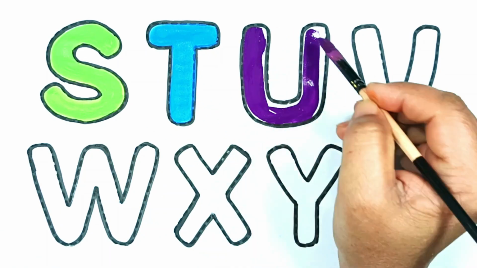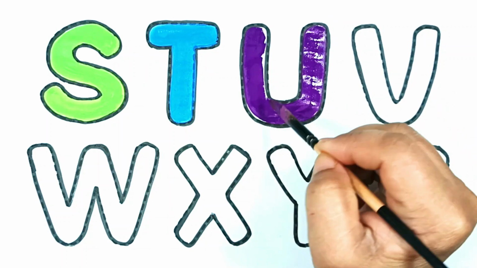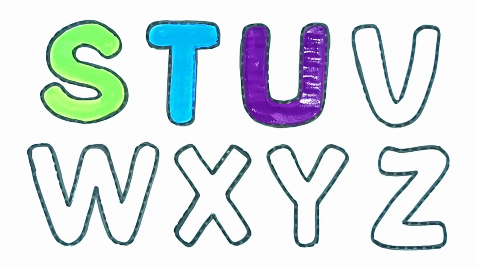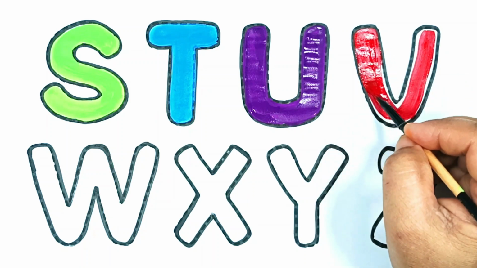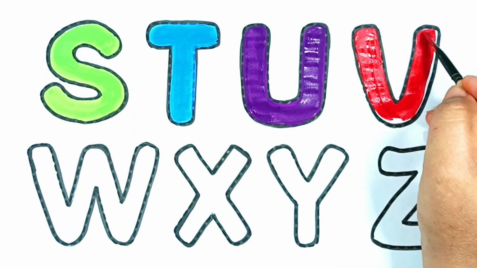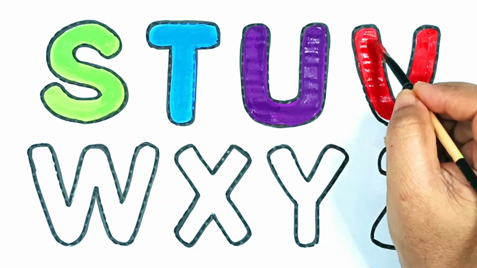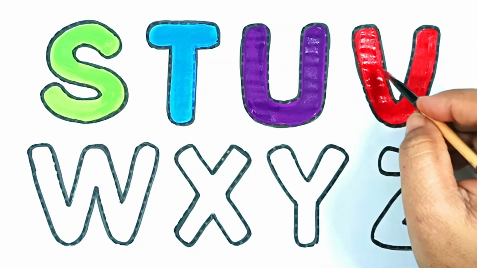U for umbrella. U for unicorn. U is for uncle, he's thin as a bean. V for vacuum. V for violin. V is for vacuum, that keeps the house clean.